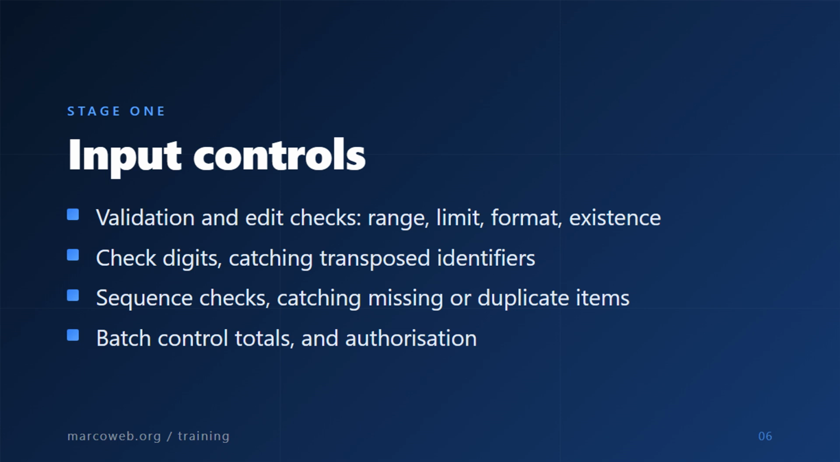Validation and edit checks, range, limit, format and existence checks. Check digits, catching a transposed or mistyped identifier like our account number. Sequence checks, catching missing or duplicate items in a numbered series. Batch control totals, and authorization that the input was permitted.